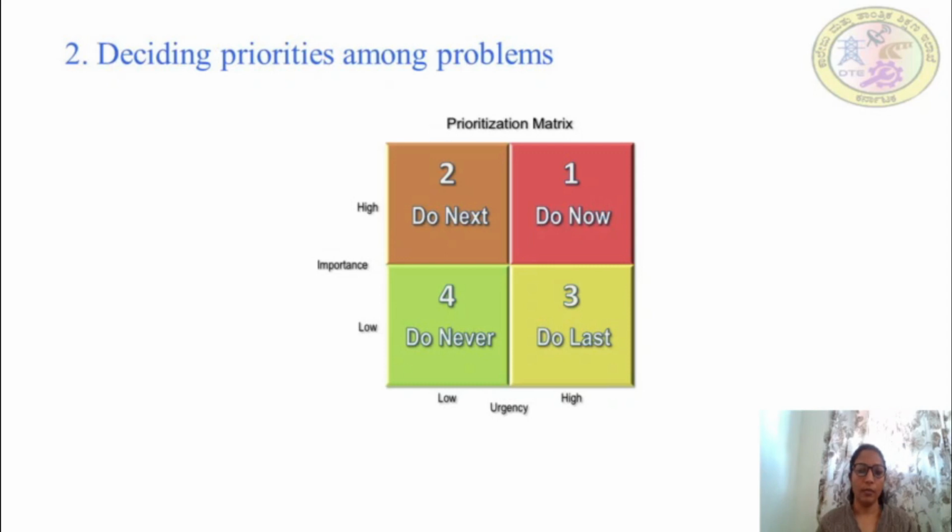The second step is deciding priorities among problems. A manager might have identified a number of problems. All these problems vary in their importance. He may find that some of the problems are such that they can be solved by the subordinates because they are close to them. All such problems should be passed on to them.